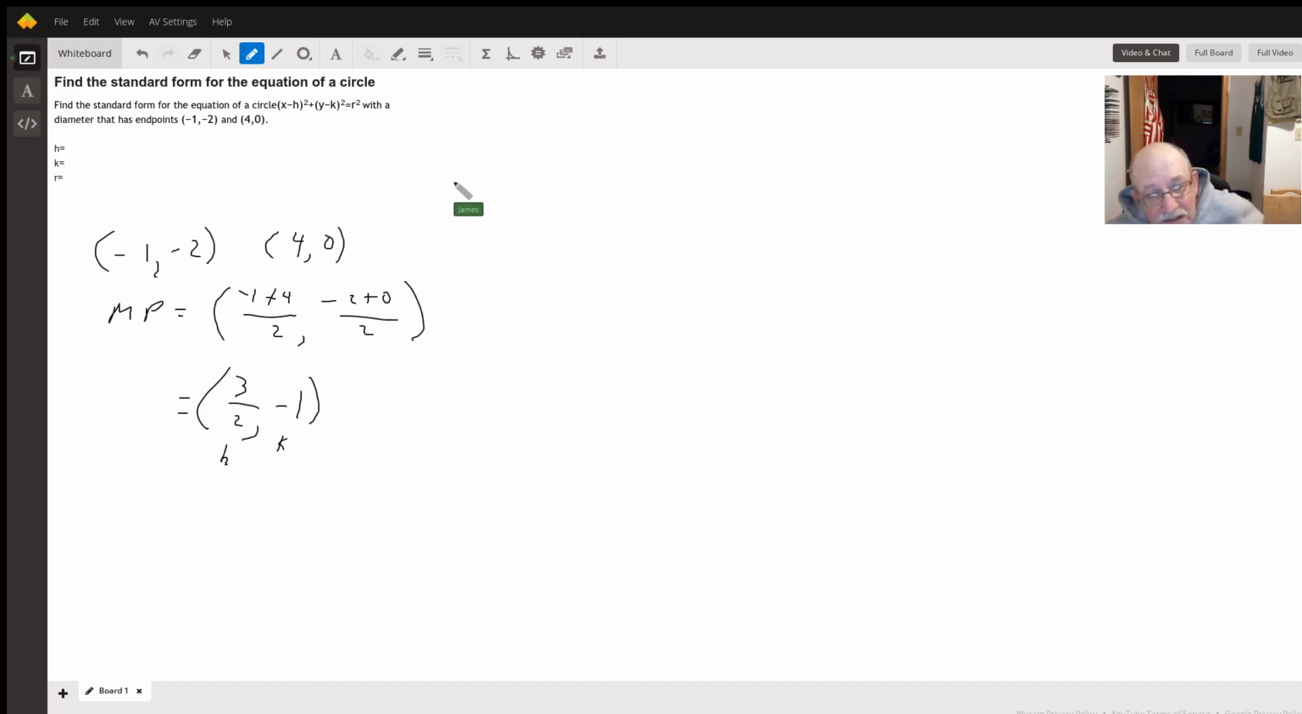Now we need to figure out the radius. Well, the radius is half the diameter, so I don't want to deal with a fraction. So let's figure out the diameter first using the distance formula. That's going to be -1 minus 4 squared plus -2 minus 0 squared, which is the square root.